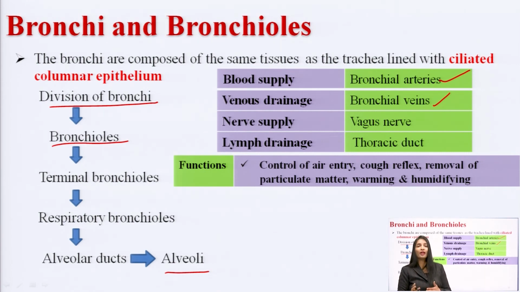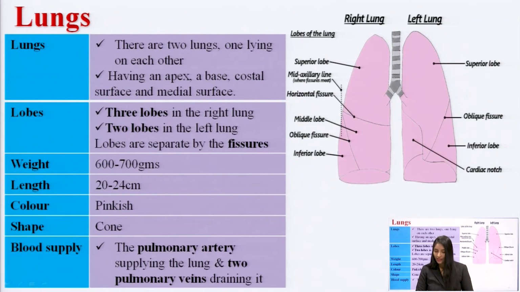We had discussed the right bronchus and the left bronchus, how they enter into the lung, and how many branches are seen with each bronchus. Next we will discuss the lungs, which are the most important part of the respiratory tract. A human being has two lungs, each having an apex, base, costal surface and medial surface.